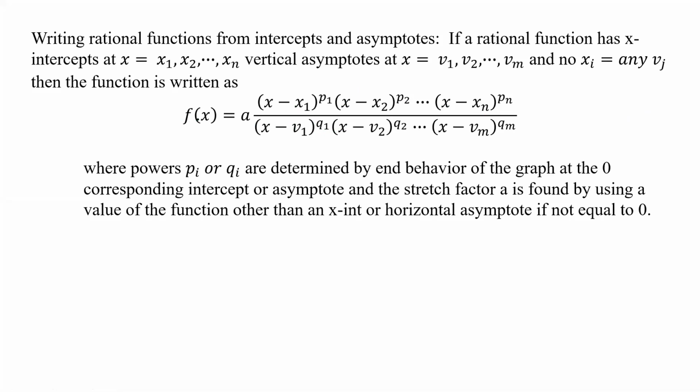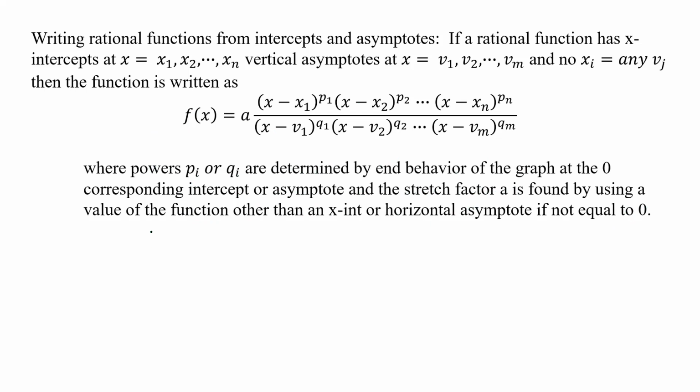Then we get the function f of x equals a times (x minus x1) to the p1, (x minus x2) to the p2, dot, dot, dot, (x minus xn) to the pn, all over the same thing with v's and q's, okay? Now, the powers p and q are determined by the end behavior of the graph at the corresponding intercept or the asymptote, and the stretch factor a is found by using some other value of the function other than the x-intercept or the vertical asymptote. So you could use maybe a vertical intercept or something like that. And so that would be the way to do it.